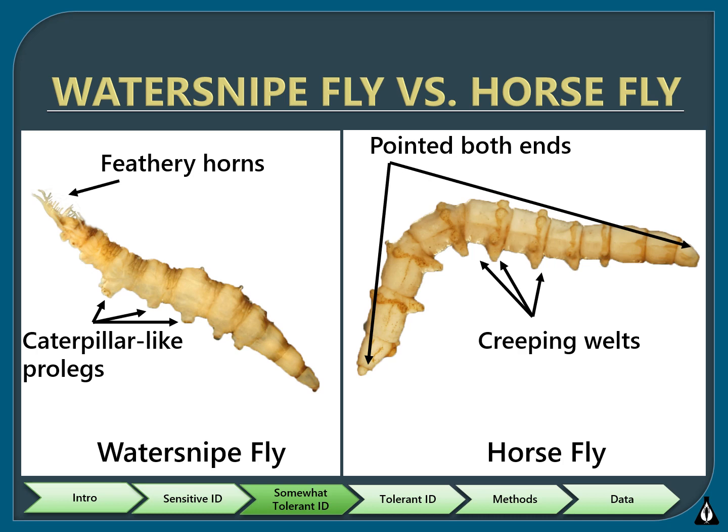The horsefly is pointed at both ends and has creeping welts around each body segment. Horseflies are not counted in biological monitoring, but they can be recorded in the comments section of the datasheet.